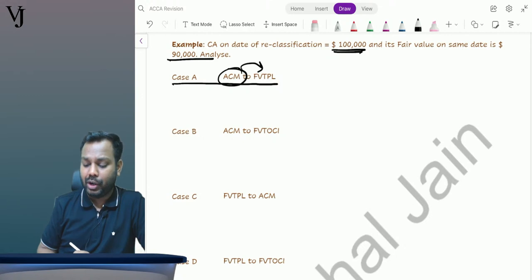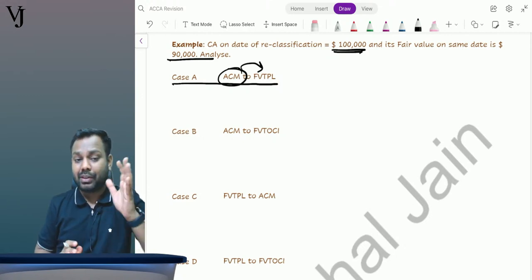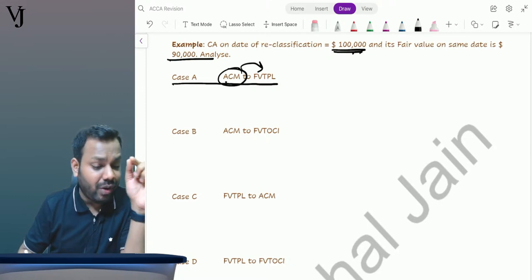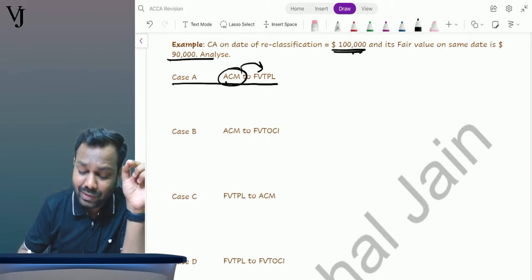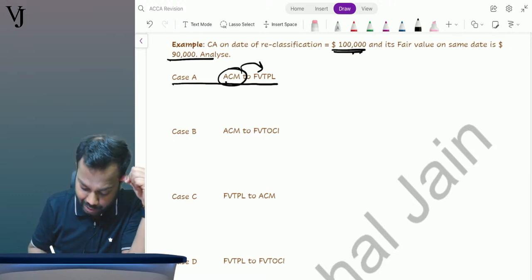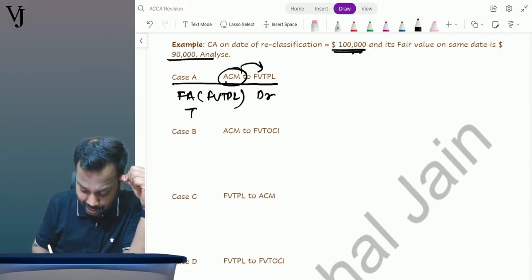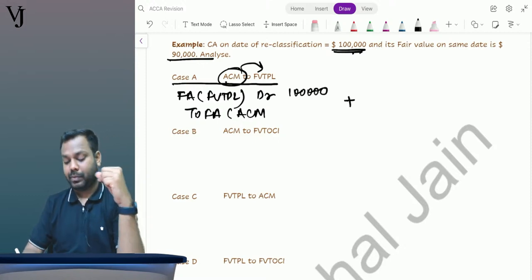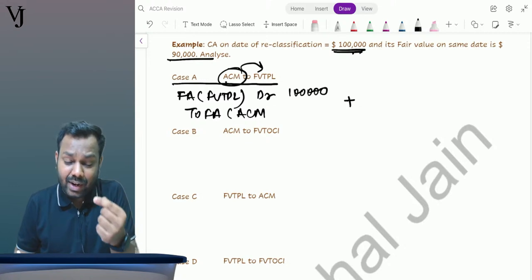So first of all, what will we do? We'll transfer it. Now tell me, it is at a carrying amount. Will we consider the fair value since it is at amortized cost? No. So what will I do? I will transfer financial assets to FVT P&L. I will de-recognize financial assets at amortized cost. The amount will be 100,000. Right? Now it becomes FVT P&L.